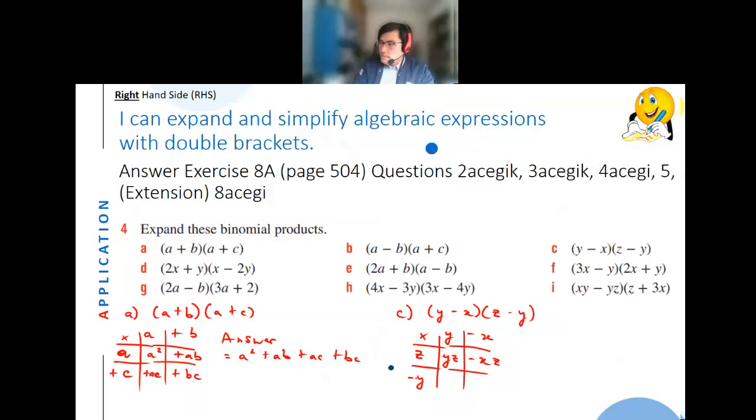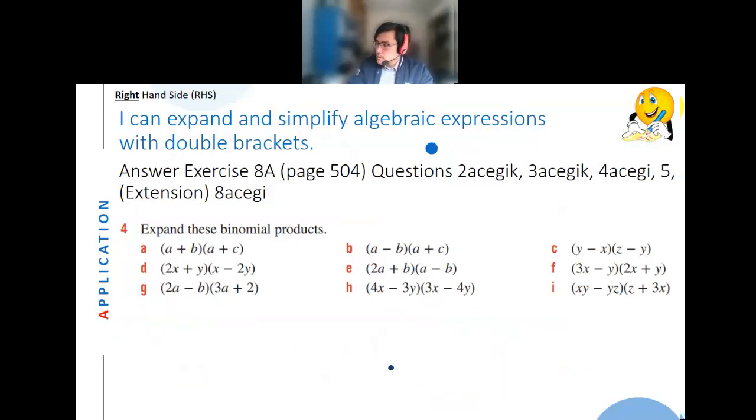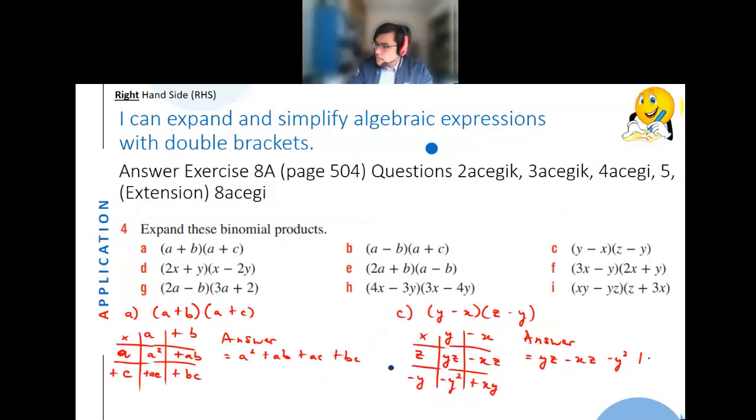Here we've got negative y times y. That's going to be negative y squared. And then finally we have a negative times a negative, so that's going to be a positive, and y times x is just xy. Any like terms here? Nope. So we can just write yz minus xz minus y squared plus, oh sorry guys, plus xy. And we're done.